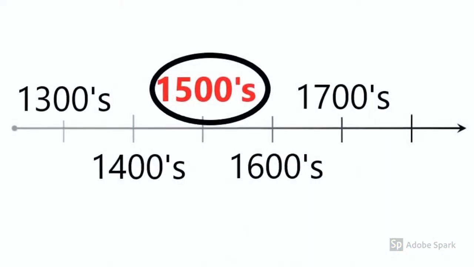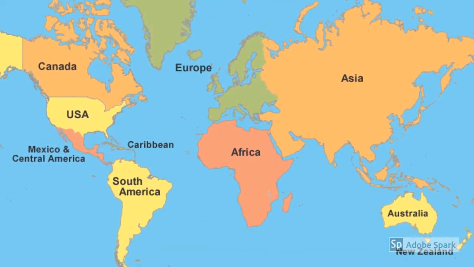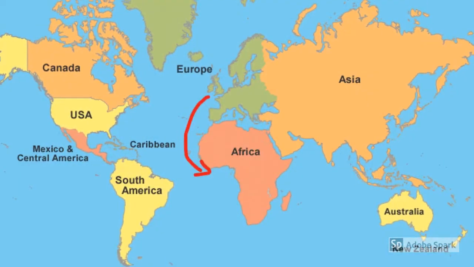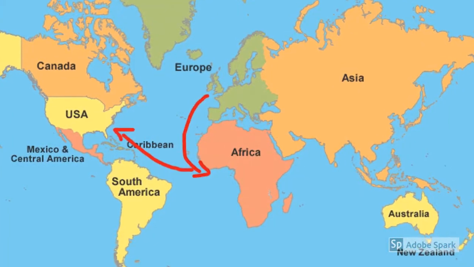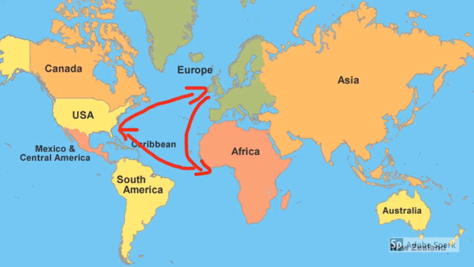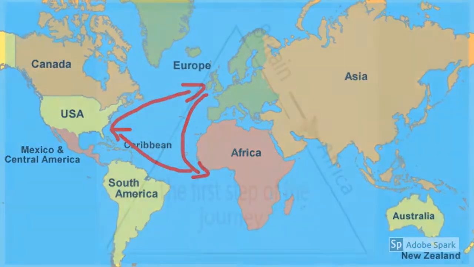The triangular trade began in the 16th century. The journey began in Britain, where ships sailed across to Africa, and from Africa over to the Americas, and finally from the Americas back to Britain. This is where it gained its name, the triangular trade.